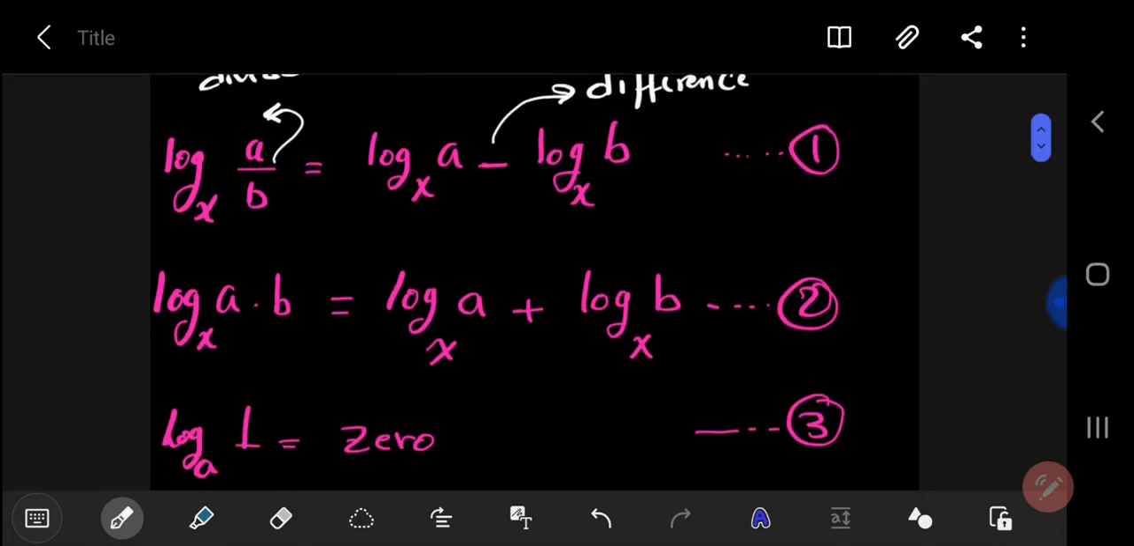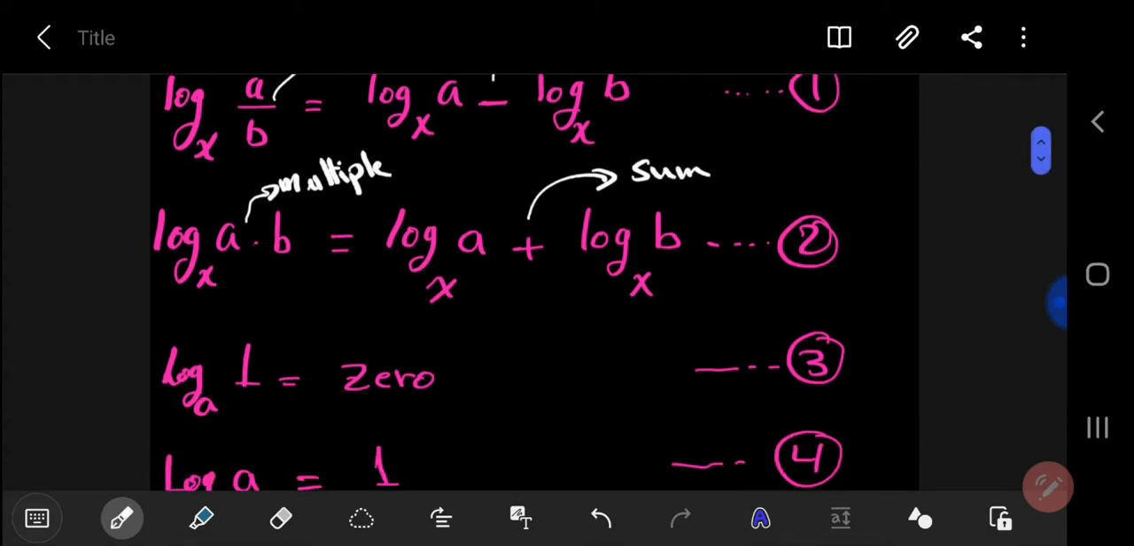The following thing we have: logarithm base x of a times b equal to logarithm base x of a plus logarithm base x of b. That means we can change multiplied or times to sum, or the opposite. Now, this is the second property.